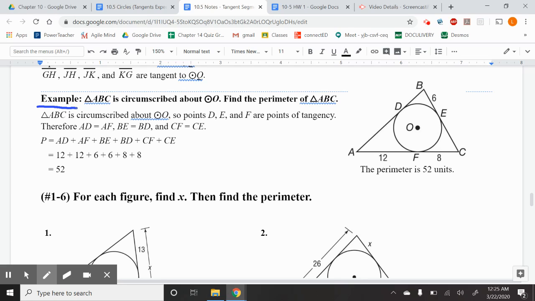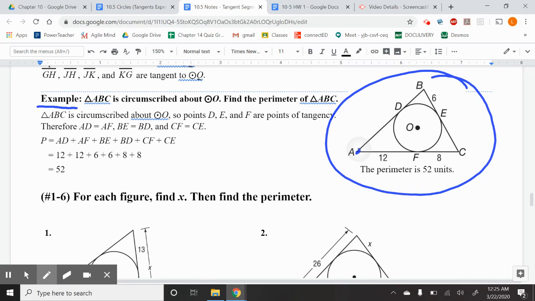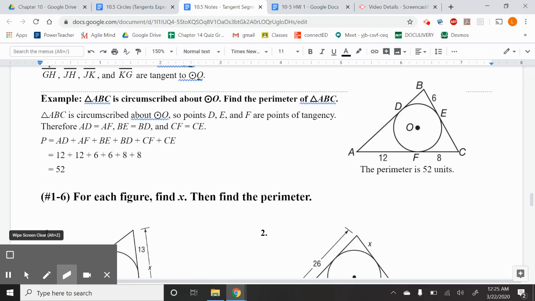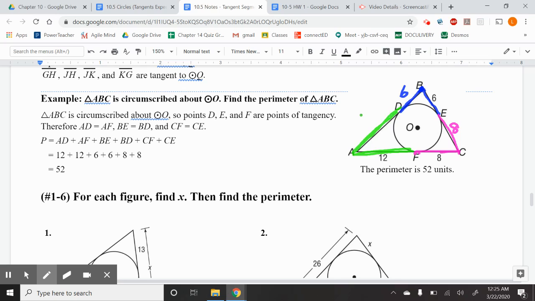All right, let's take a look at this example. ABC is circumscribed about circle O. Find the perimeter of triangle ABC. So let's take a look at what we have. Here we have BE is equal to 6. If BE is equal to 6, then the tangent on the other side that's intersecting it is also going to be 6. And over here I have FC equals 8. If that's 8, this is 8. Finally, I have FA equals 12, so therefore DA equals 12.